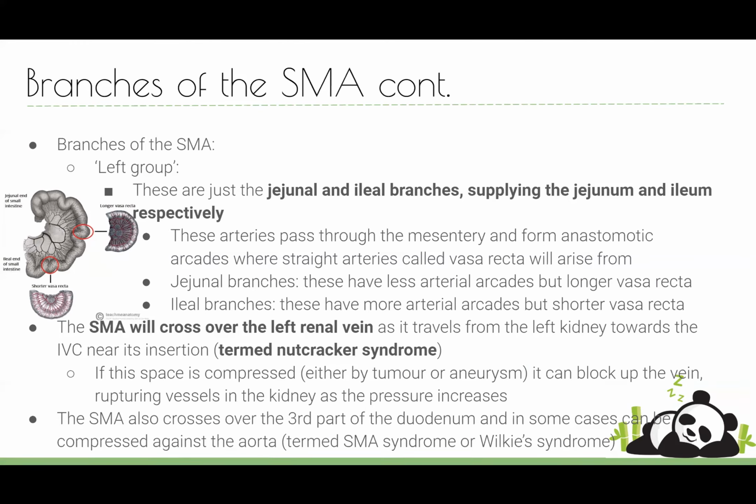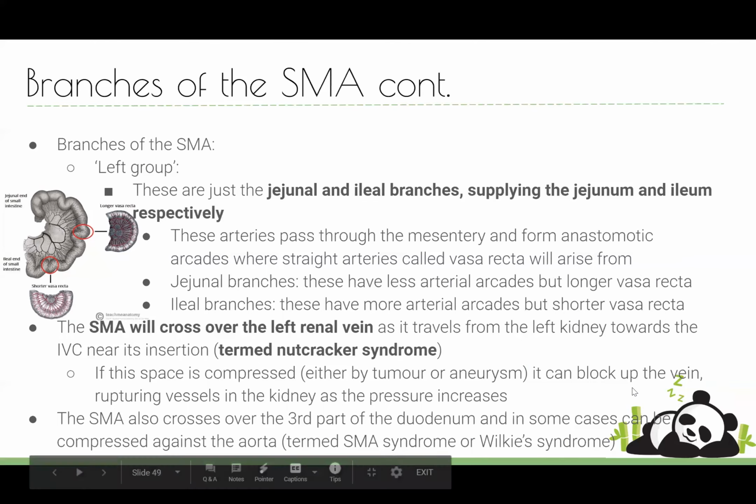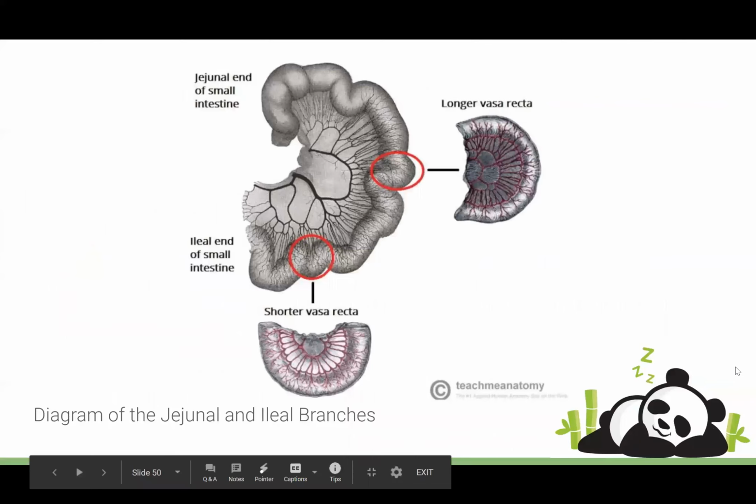The SMA also crosses over the third part of the duodenum, and sometimes that can be relevant as well. But most of the time, the more important idea is this kind of nutcracker syndrome. This is the thing that might quiz you on an imaging slide more than anything. But this is kind of what I meant.